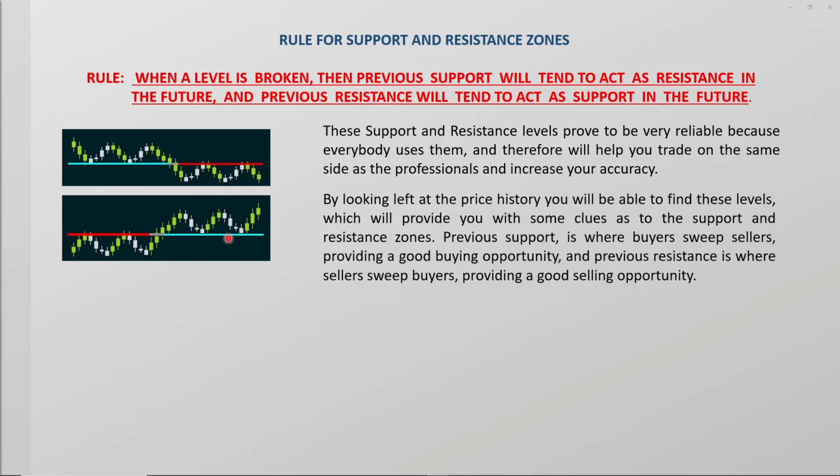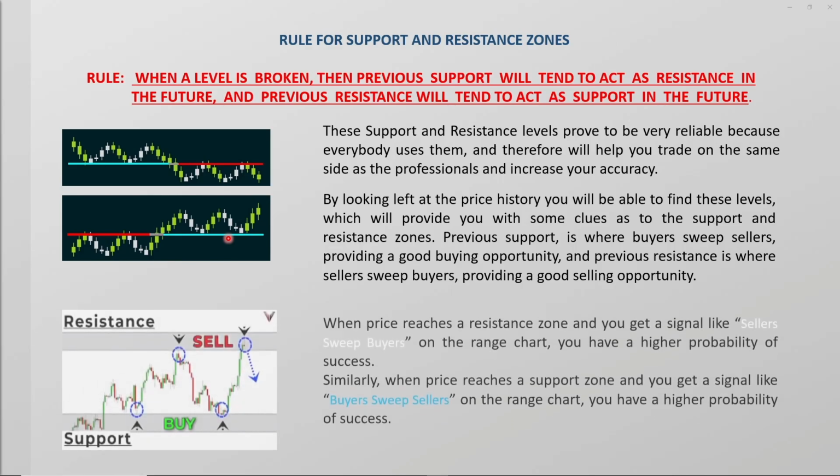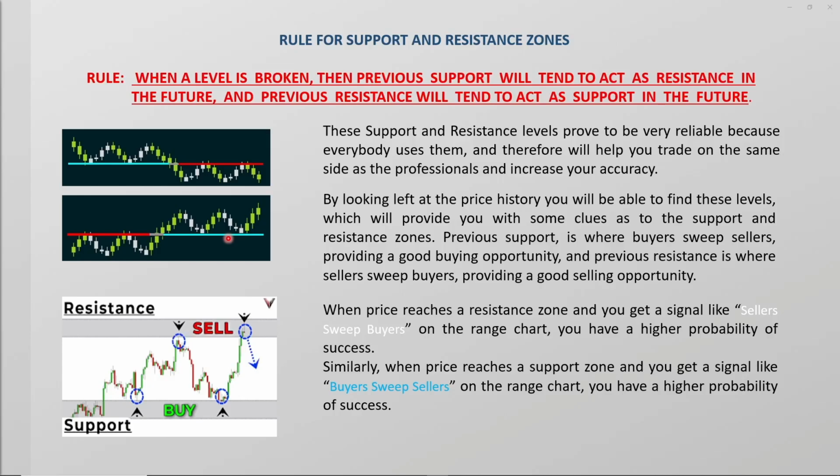By looking left at the price history, you will be able to find these levels, which will provide you with some clues as to the support and resistance zones. Previous support is where the buyers sweep sellers, providing a good buying opportunity, and previous resistance is where sellers sweep buyers, providing a good selling opportunity. When price reaches a resistance zone and you get a signal like sellers sweep buyers on the range chart, you have a higher probability of success.